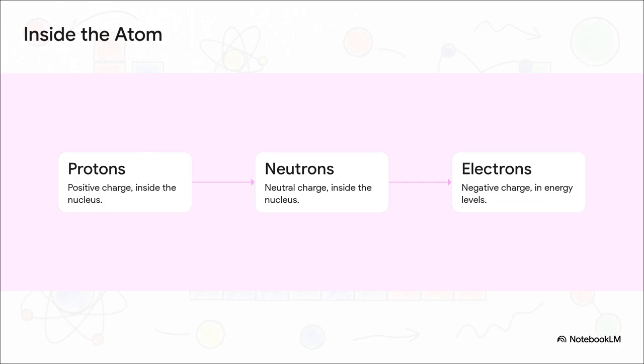Second, we have neutrons. These are also hanging out in the nucleus, but they have a neutral charge. They're mostly there to help stabilize the nucleus and add a bit of mass. And third, the electrons. These have a negative charge and they just zip around the nucleus in these specific energy levels. And usually the number of protons perfectly equals the number of electrons, which makes the whole atom electrically neutral.